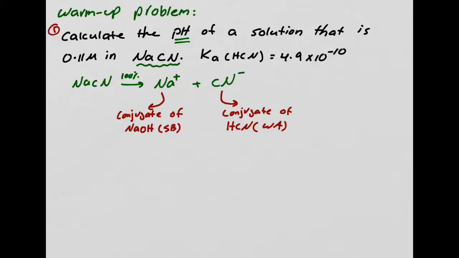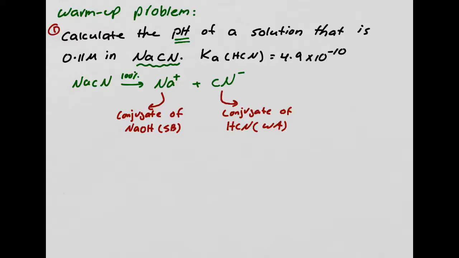And like I mentioned before, when you're analyzing a salt, the first one, the metal, is usually the conjugate of a base, and then the non-metal, the second part, is the conjugate of an acid. Now I have sodium, which used to be sodium hydroxide, and CN- is the conjugate of an acid, the acid is HCN. So far so good? Okay.